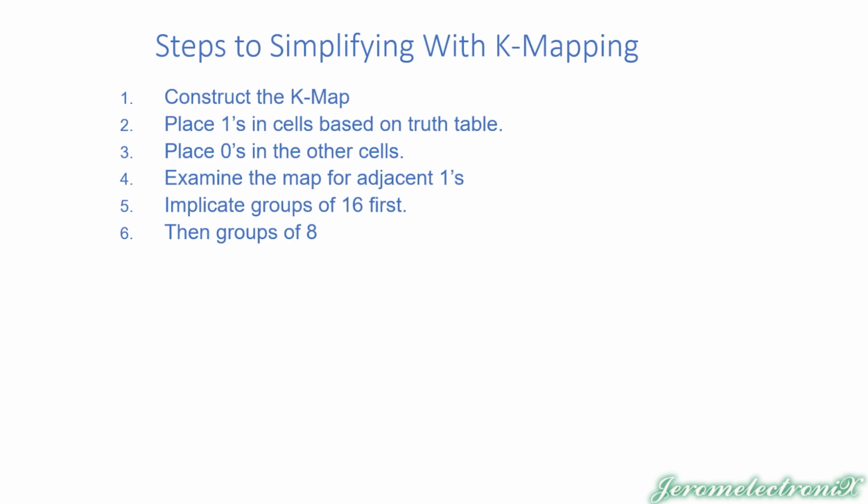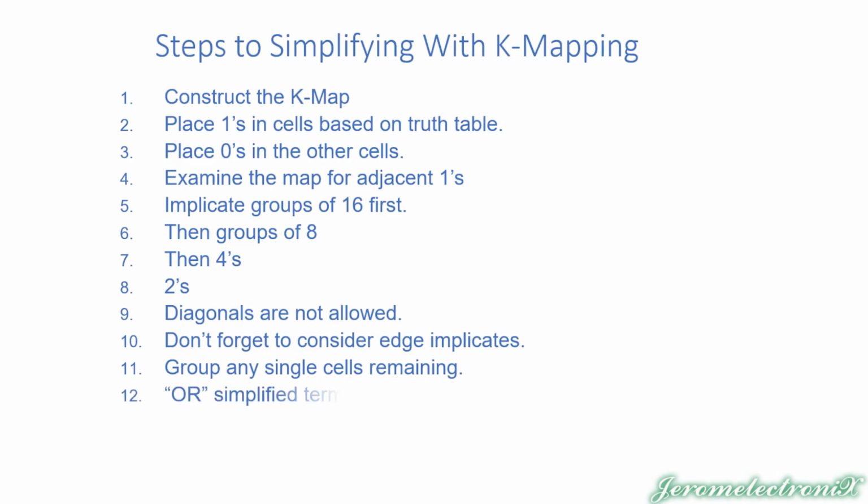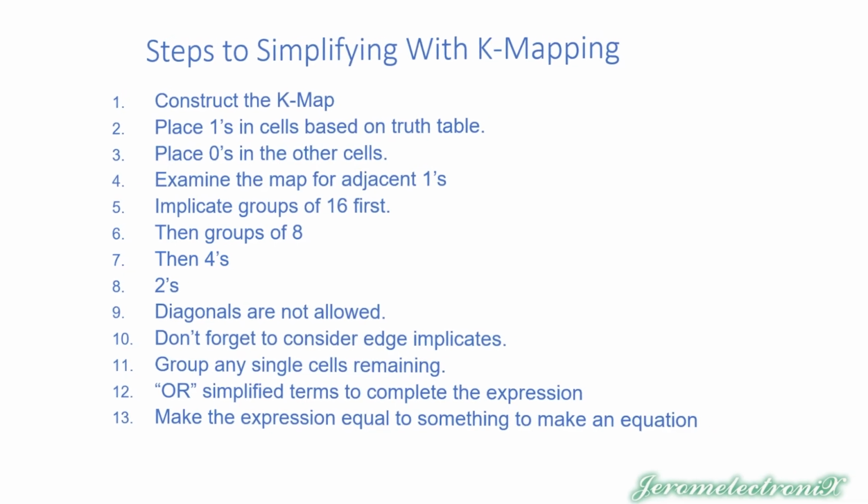But if you can't find groups of 16 ones that are all together and side by side, then you can implicate groups of 8, then groups of 4, groups of 2, and groups of 1. If you can't group them in any bigger groups, then they are not simplifiable. Remember, diagonals are not allowed. Don't forget to consider the edge implicates where they cross the edges. Group any single cells that are remaining. They can't be simplified. Then you OR these terms that you pull out of these groups of ones. You plus them together. That completes the expression, and then you make it equal to something, and that makes it an equation. So we're going to try that.